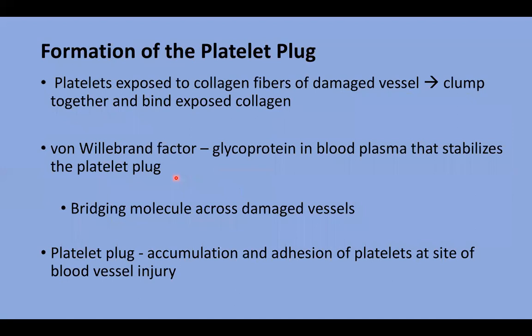Our next step is the formation of the platelet plug. So we have these platelets that are in circulation. They are circulating in an inactive form. And platelets really like smooth sailing. They really like to just glide along the blood vessels.